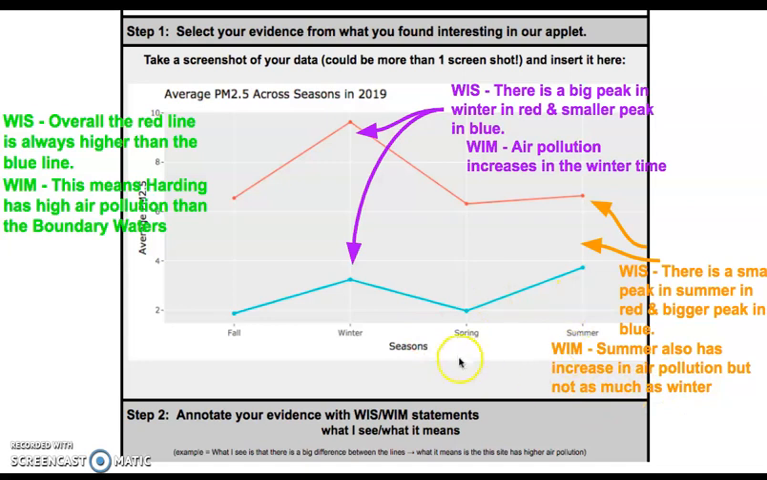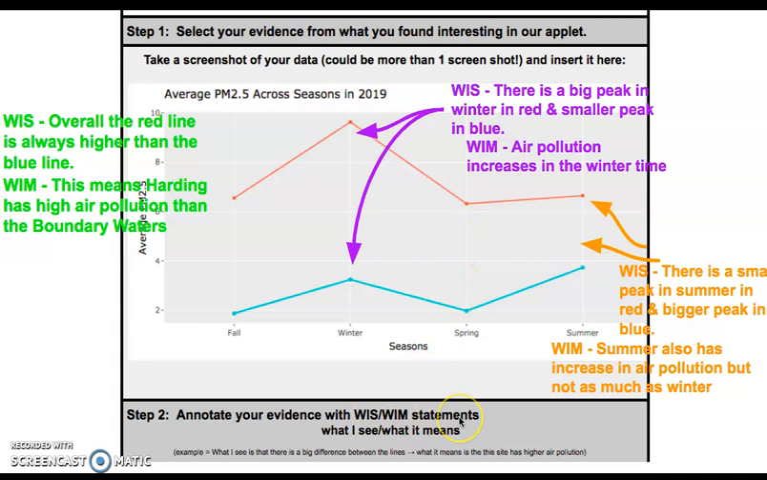If you need to pause the video here and write down these WIS-WIM statements on yours, please go ahead and do so. And do try writing them out. You can shorten your sentences if you want, but make sure you're still pointing out the same things you see and what they mean about air pollution. So then we're going to go forward.